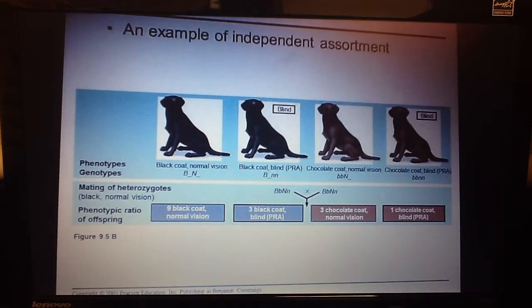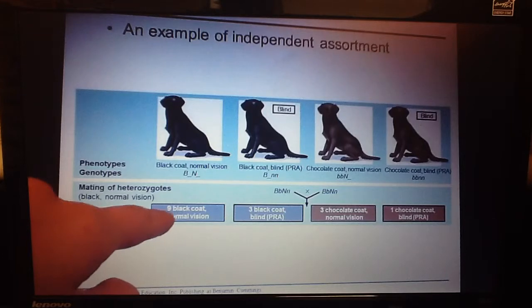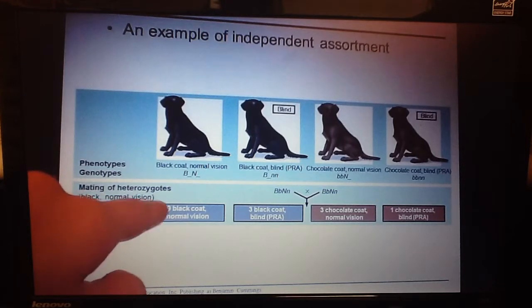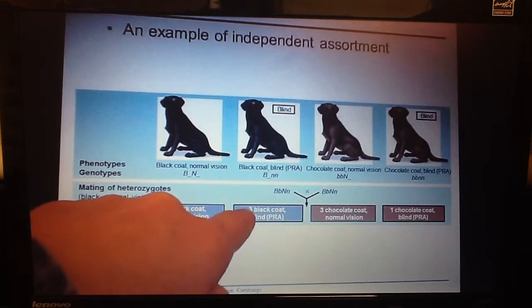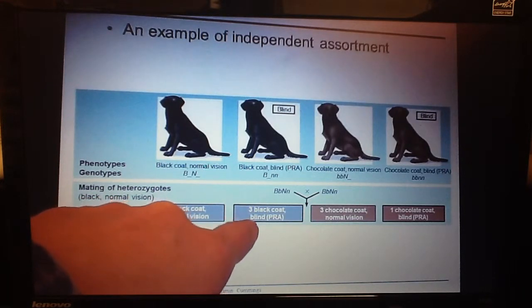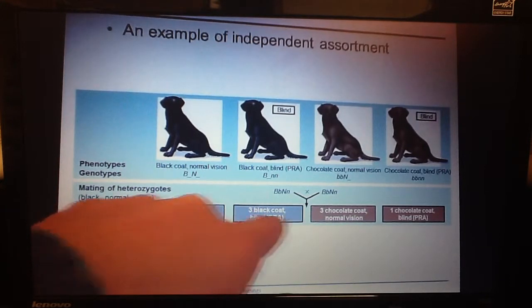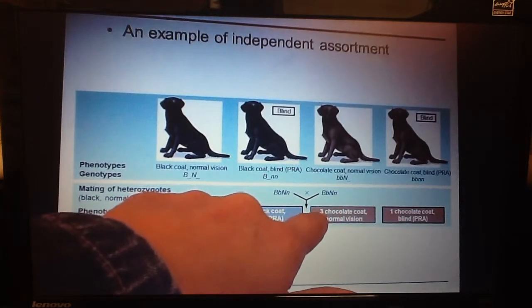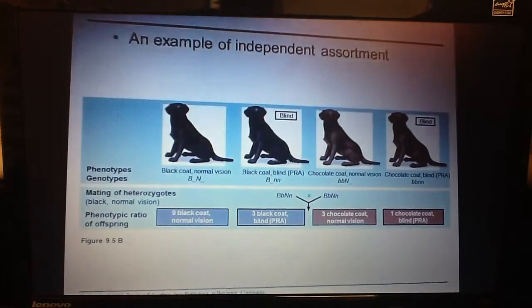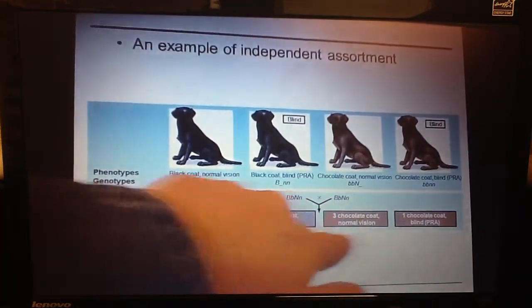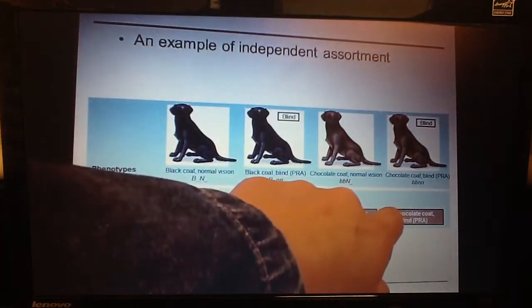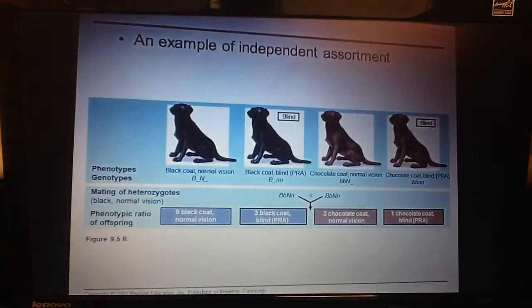What they find is that 9 times you're going to get the dominant black coat normal vision. 3 times you'll get the dominant black coat, but you'll get the recessive blindness. 3 times you'll get the recessive coat, but you'll get the dominant vision. And then 1 out of all of these 16 tries, what are you going to get? You're going to get the homozygous recessive chocolate and blind.